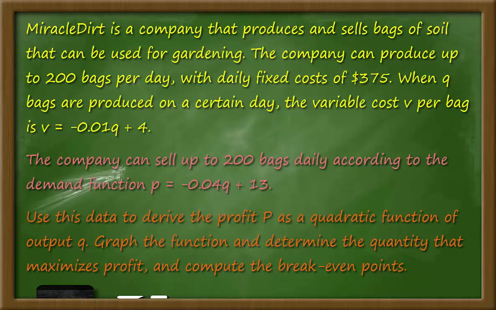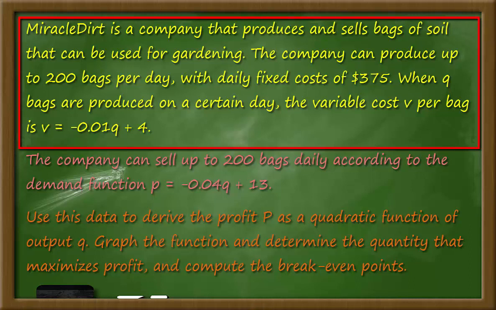Consider the following example. Miracle Dirt produces and sells bags of soil used for gardens. The company can produce up to 200 bags per day with daily fixed costs of $375. When Q bags are produced on a certain day, the variable cost per bag is given by the linear function v equals negative 0.01Q plus 4.